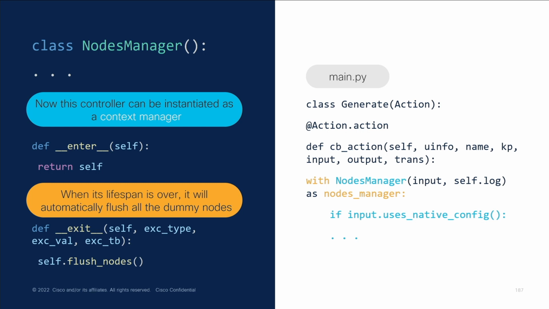And when we get out of our context manager, this data will be purged automatically from the CDB. This way, we don't have to manually go back and check the trace of the data that we created on NSO, and we can just automatically wipe it out.